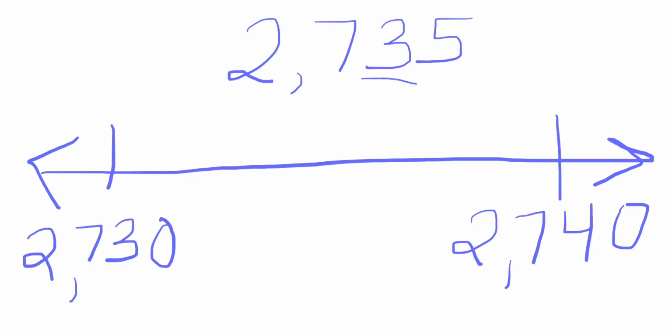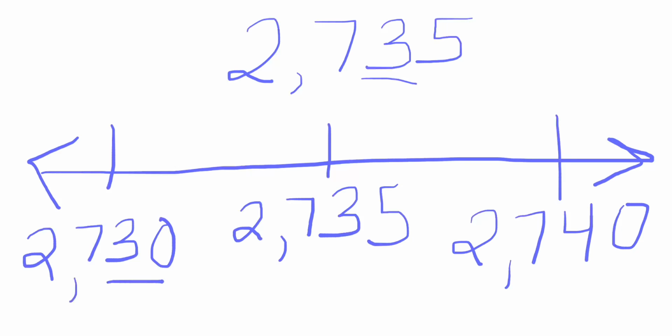The next step is to find out what is our midpoint. What is halfway between 2,730 and 2,740? Well, 2,700 stays the same. So what is halfway between 30 and 40? I hope that you said it was 35. It is 35. Halfway between 30 and 40 is 35.